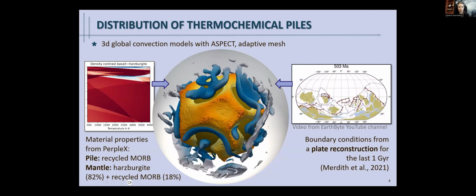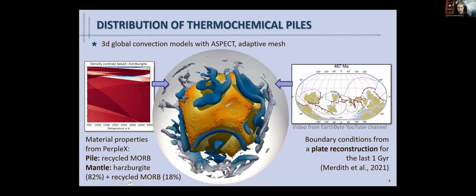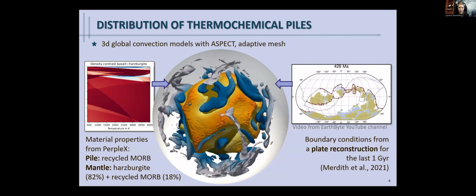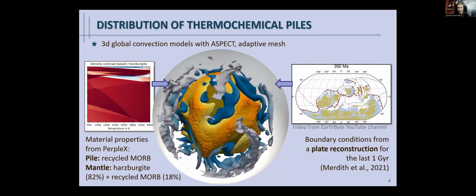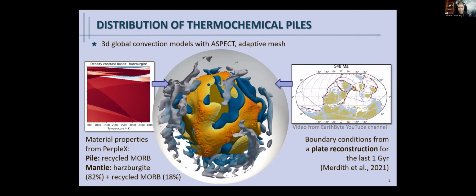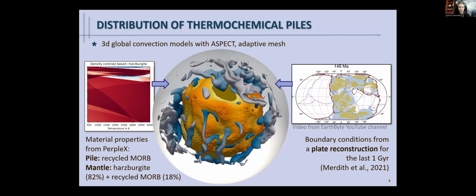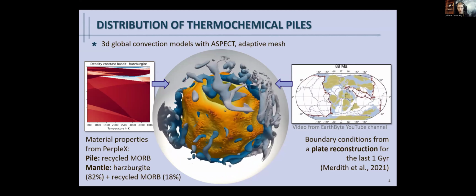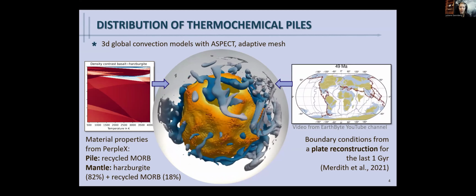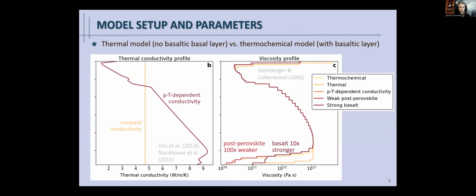Then to compute all of the material properties, we used a mineral physics database. We assumed there's a dense basal layer in the mantle that's made out of basalt, and the rest of the mantle is a mixture of basalt and harzburgite. Specifically, I wanted to talk about a few of the model parameters because we varied a few of them.